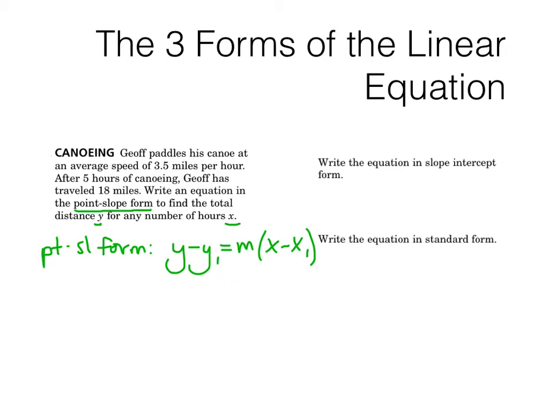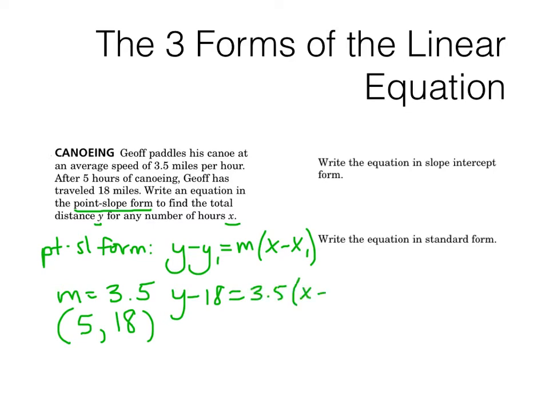I've already explained we have the slope. That's the 3.5. The point we have is, remember, hours to distance, 5 hours, 18 miles. After 5 hours, he's traveled 18 miles. So all we do now is plug in the point and the slope. So it's y minus the y value in our ordered pair, which is 18, equals 3.5 times the quantity x minus the x value of our ordered pair, which is 5. So that is your point-slope form.